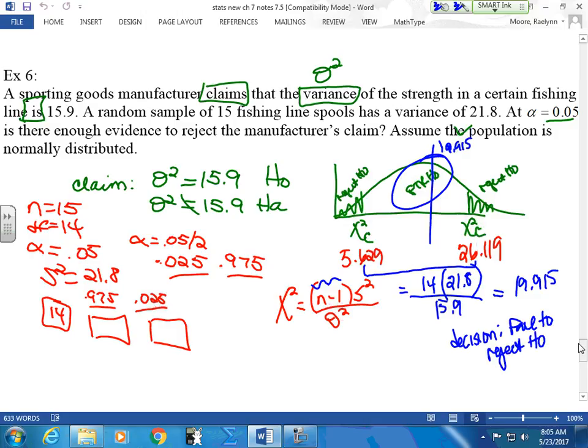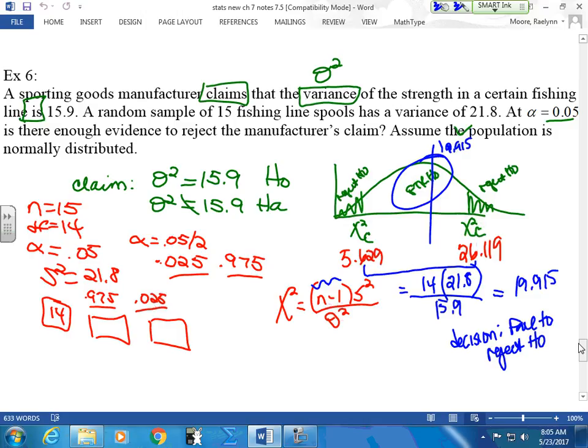Okay, now if I fail to reject H0, that's this guy. Do I have enough evidence? Oh, so that's this guy. Do I have enough evidence to reject my claim or fail to reject my claim? I fail to reject my claim. I have to go along with this guy, but I have to say there is not enough evidence at a level of significance of 0.05 to reject the claim that the variance of the strength in a certain fishing line is 15.9. Okay. Remember, this is variance.